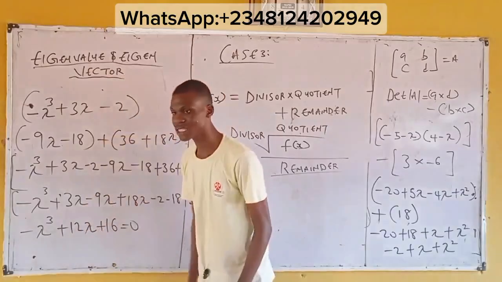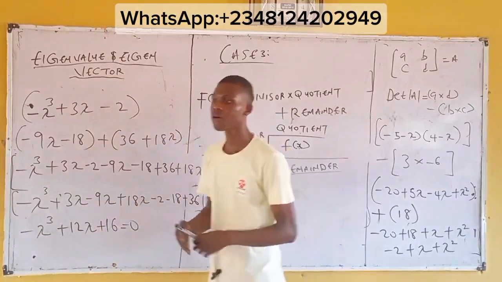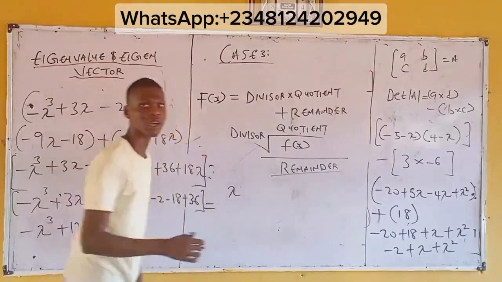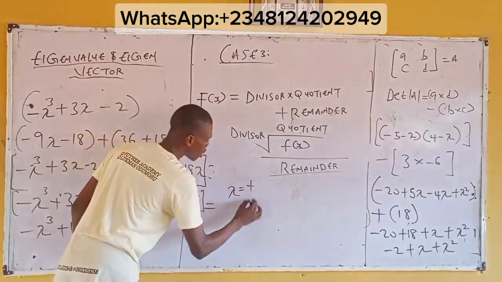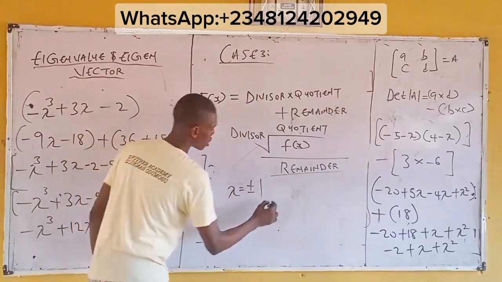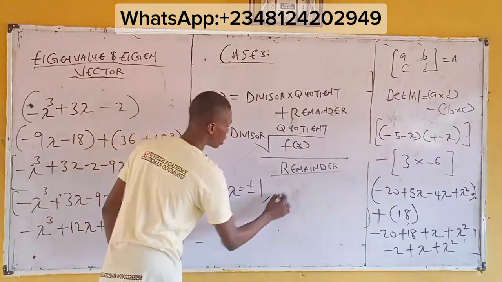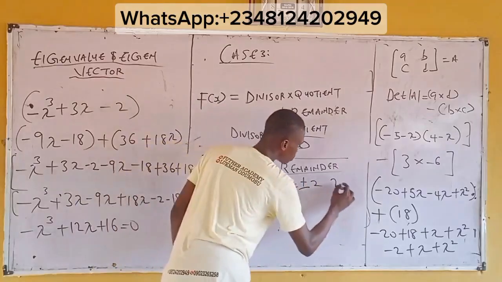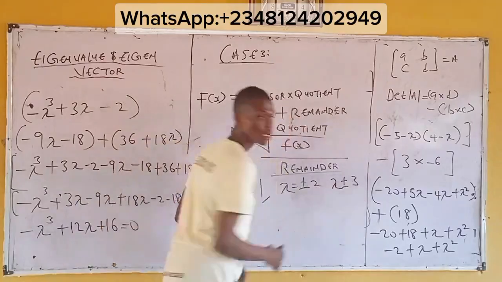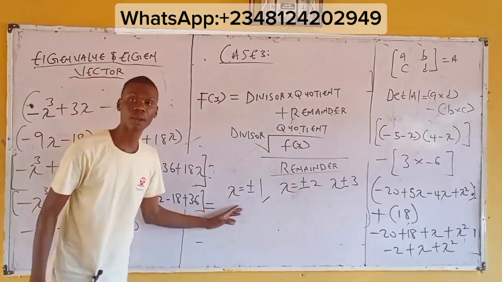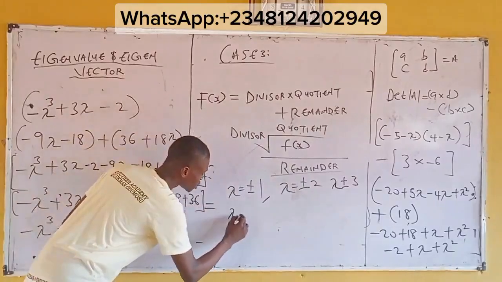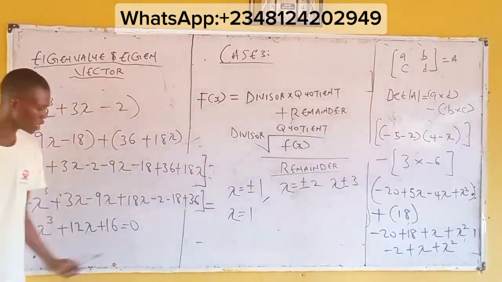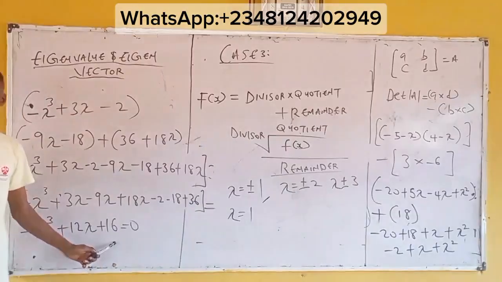Now, how it works is that we are going to substitute. Your first substitution, let's say x, let's say lambda, might be lambda equals plus or minus 1, or lambda equals plus or minus 2, or lambda equals plus or minus 3. What this means is that by the time we substitute lambda to be 1 into this equation and you get 0, it means 1 is a root of this equation. I get what I'm saying?